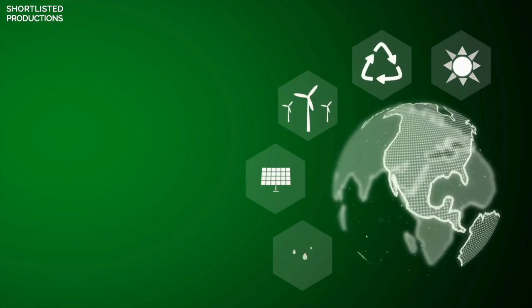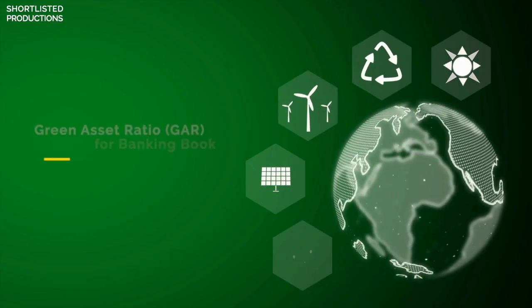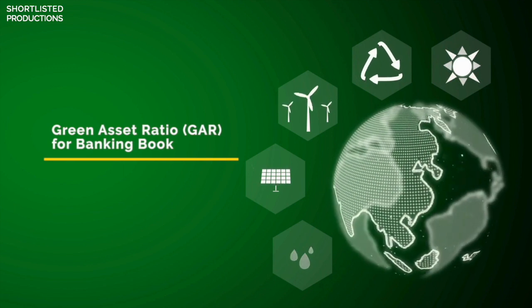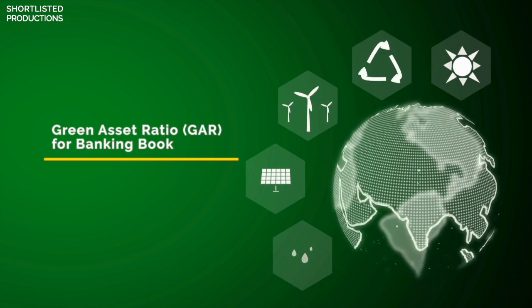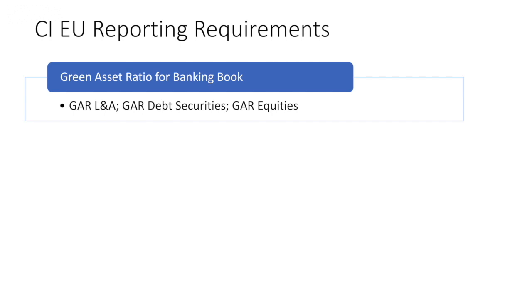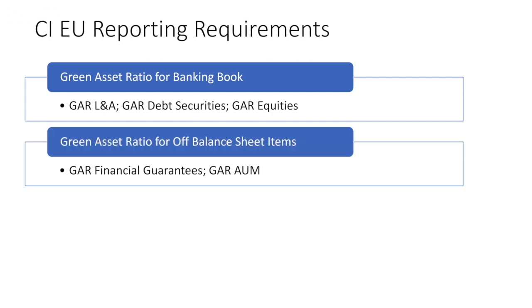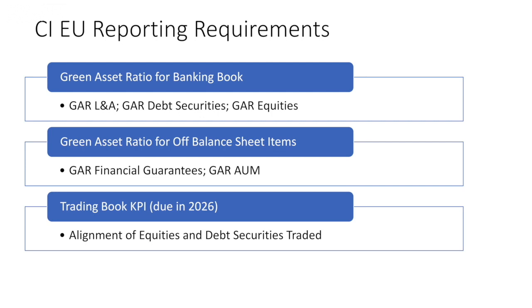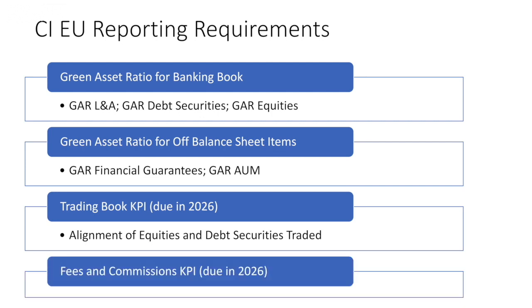To discourage flows of capital to environmentally harmful sectors, regulators require banks to assess the level of greenness of their banking book assets and compute the so-called green asset ratio. Similarly, banks should also calculate the green asset ratio for their off-balance sheet items, including financial guarantees given and assets under management. Two other KPIs cover the taxonomy alignment of the trading book as well as non-lending fees and commissions.